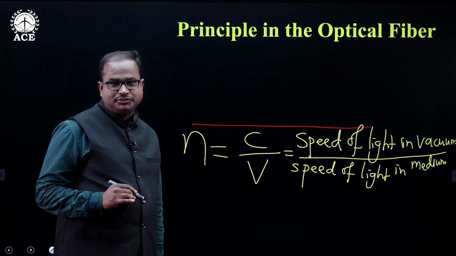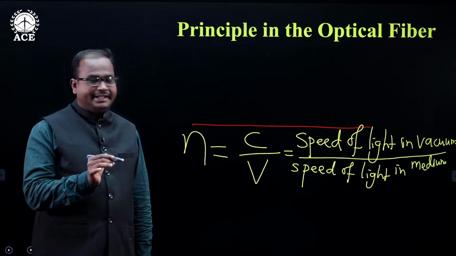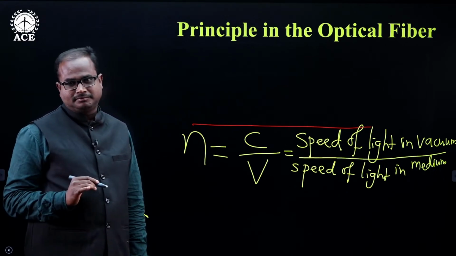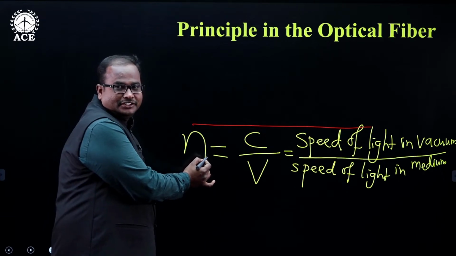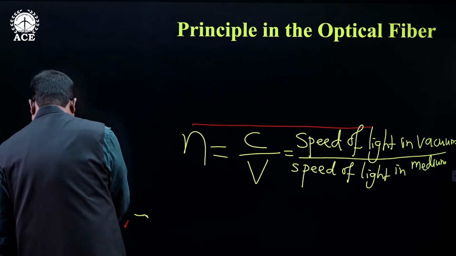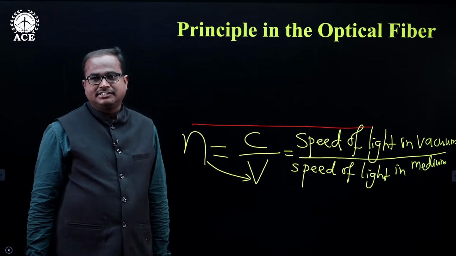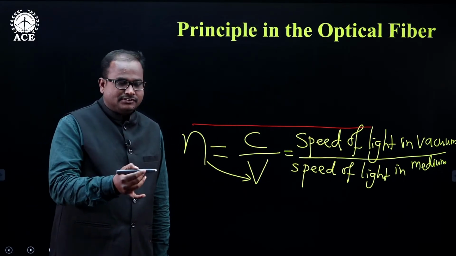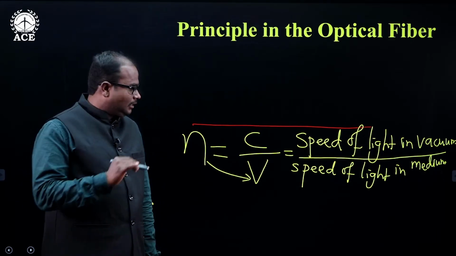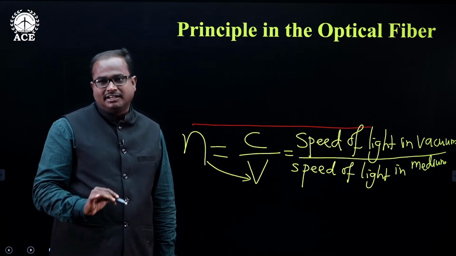Okay, this is refractive index. Refractive index is equal to speed of light in vacuum by speed of light in medium. You can see that the refractive index is inversely proportional to speed. What is the relation between refractive index and speed? As speed increases, refractive index decreases. If the speed of light in a medium is more, the refractive index of that medium is less.